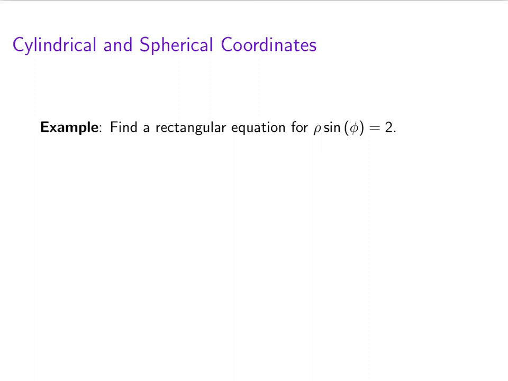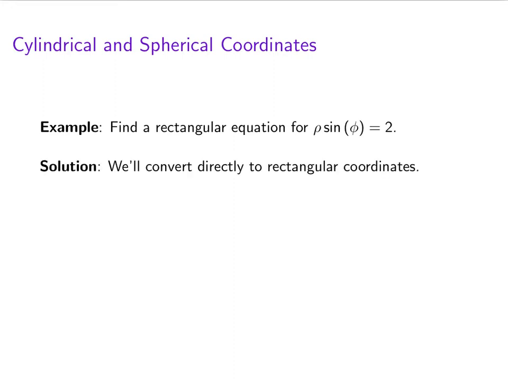Hello, calculus fans. Let's take this equation, rho sine phi equals 2. That's an equation that's in cylindrical coordinates, and let's convert it into a rectangular equation. And in doing so, we'll be able to describe what kind of object this is, what kind of surface. What we'll do is convert directly to rectangular coordinates.